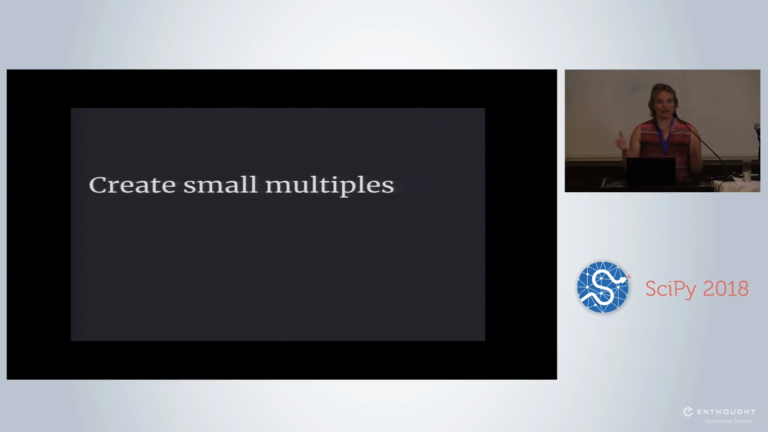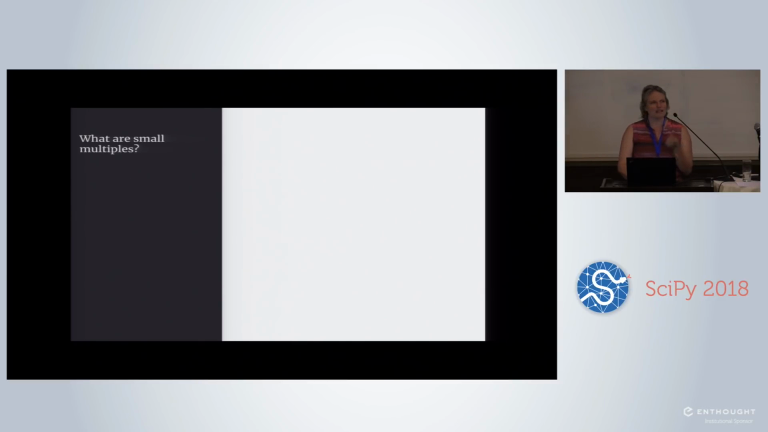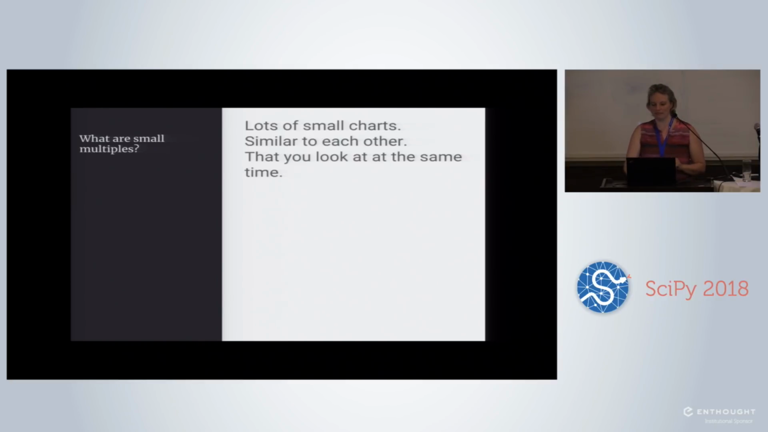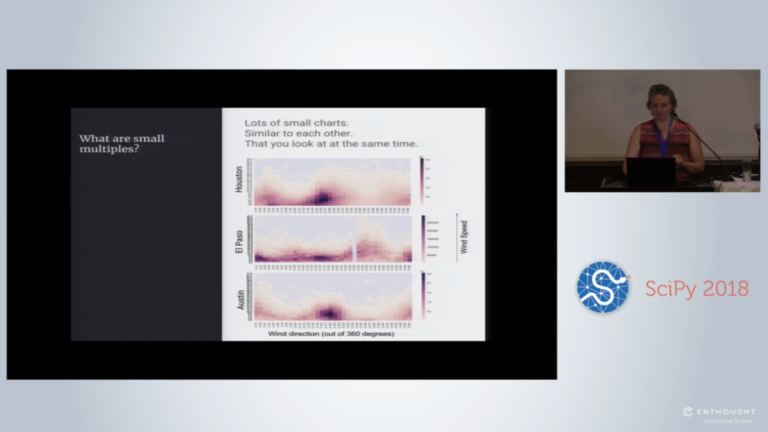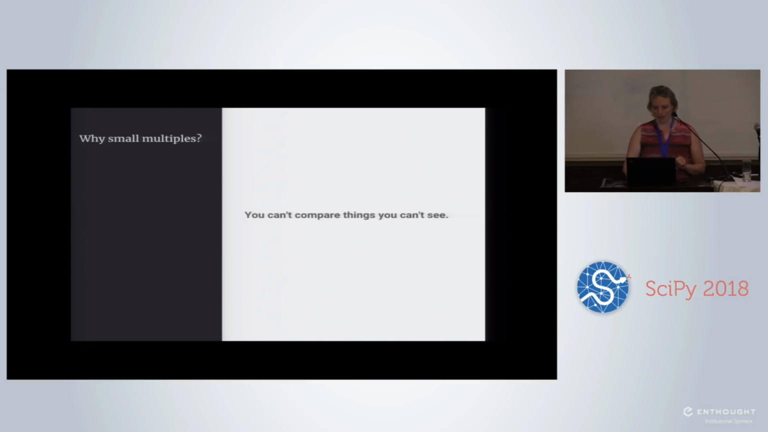So let's talk about those 3 topics. Number 1, creating small multiples. So what is a small multiple, or what are small multiples? Lots of small charts, similar to each other, that you look at the same time. Here's an example. 3 cities in Texas with the wind direction out of 360 degrees and the wind speed as a heat map. And why small multiples? Because you can't compare things you can't see.